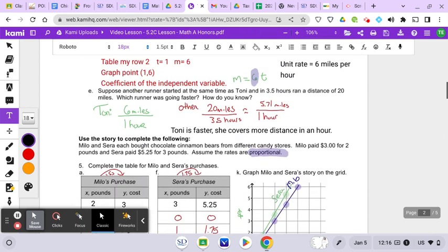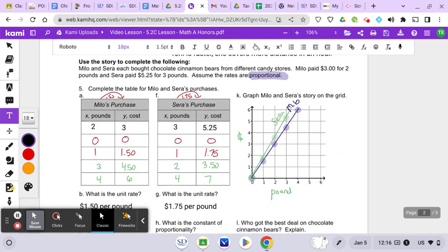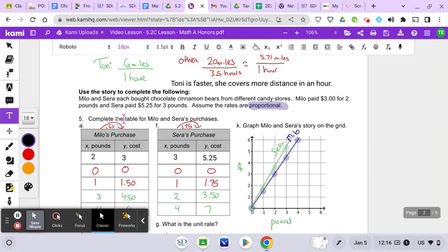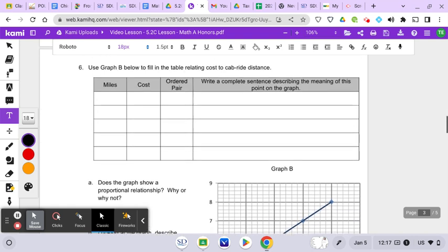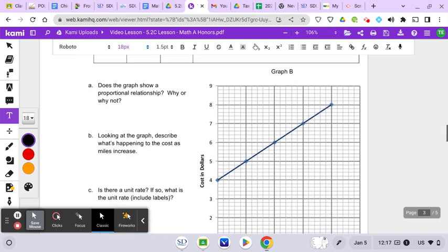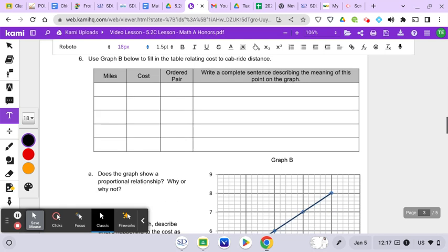So I should be able to give you a table and you can come up with the graph and the unit rate and the information, or I can give you a context, or I can give you a graph. No matter what starting point I give you, you should be able to come up with the other stuff. So in the next problem, they are giving us the graph and we've got to come up with the stuff.